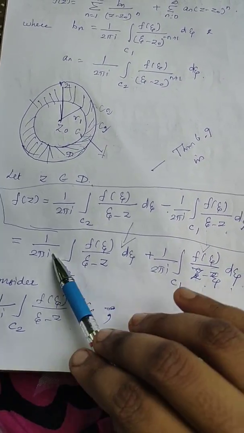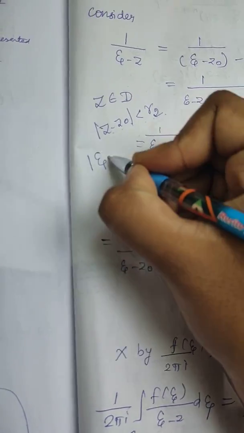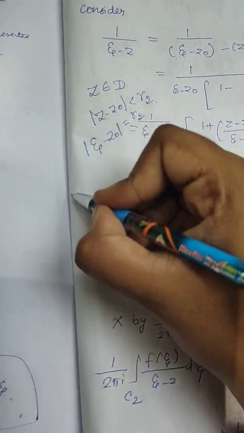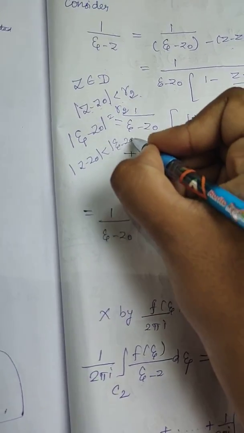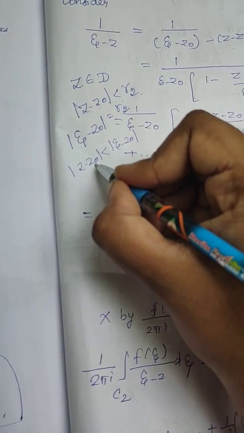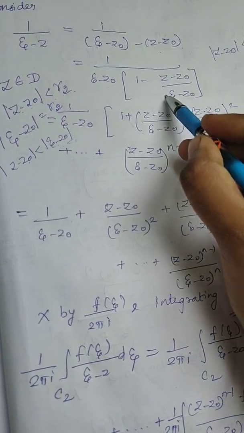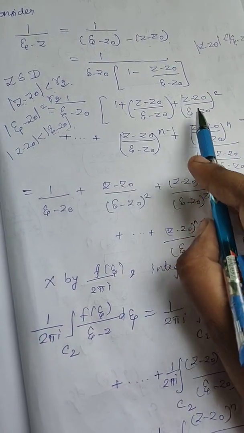So zeta is a point on c2. If zeta is a point on c2, then modulus of zeta minus z naught is equal to r2. So from here, mod z minus z naught is less than mod zeta minus z naught. Therefore, mod of z minus z naught divided by zeta minus z naught is less than 1. So the modulus of this term is less than 1, so I can make use of that Maclaurin series expression.